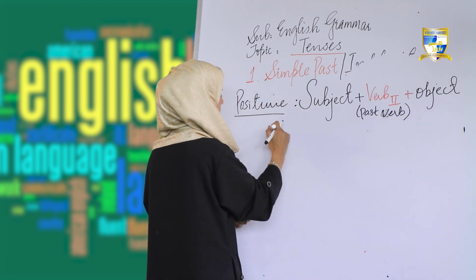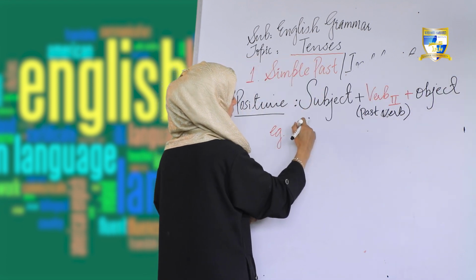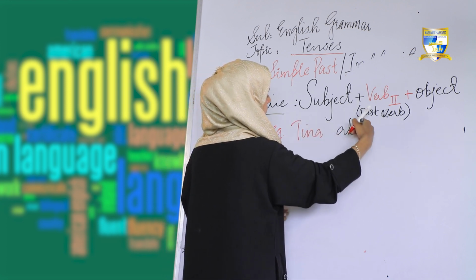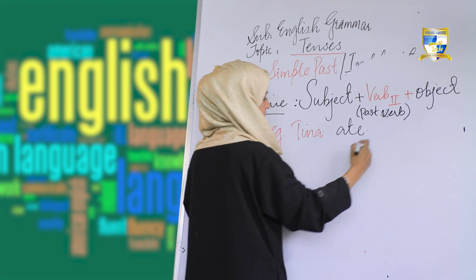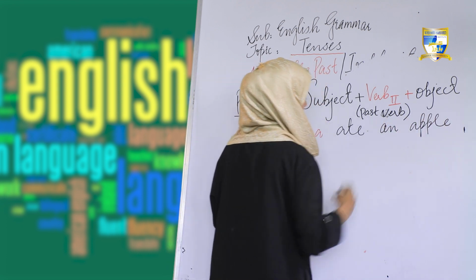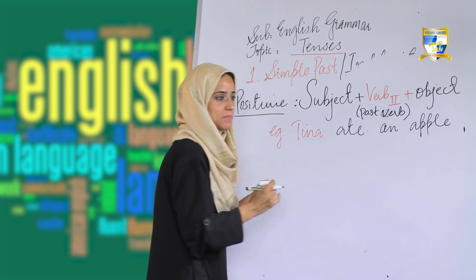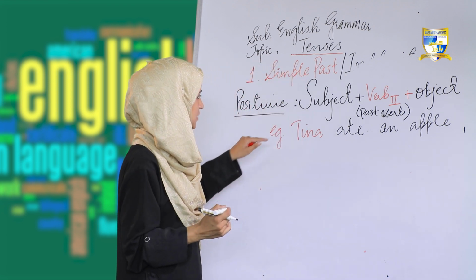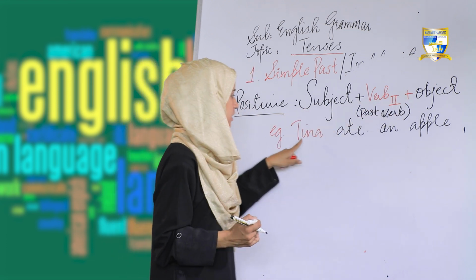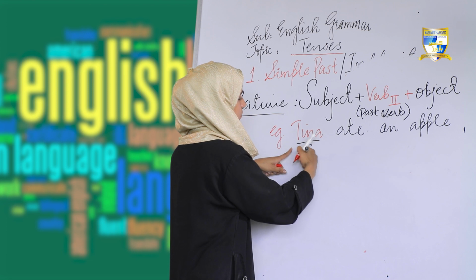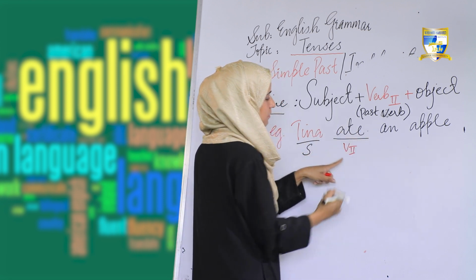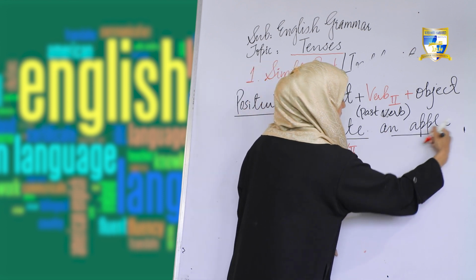Let me show you an example. Tina ate an apple. So here I am talking about an action that happened in the past, and the structure goes like this: subject plus second form of verb and object. Here Tina is our subject, ate is V2 or past form of verb, and apple is an object.